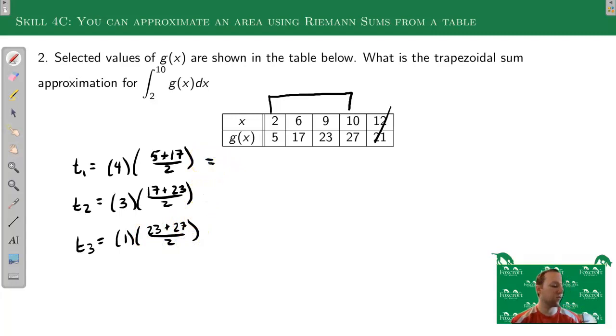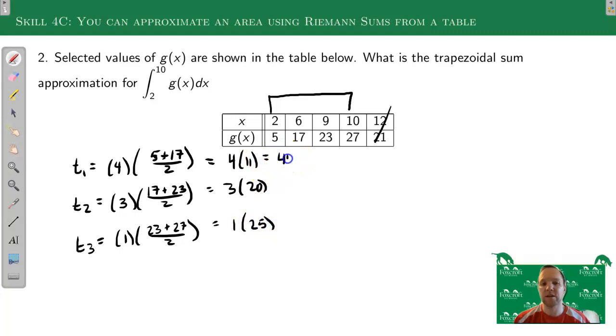So again, just a little bit of help from the calculator just to save a little bit of time. 5 plus 17 divided by 2 is 11. So this is 4 times 11. This is 3 times 17 plus 23 divided by 2, which is 20. And this is 1 times 23 plus 27 divided by 2, which is 25.